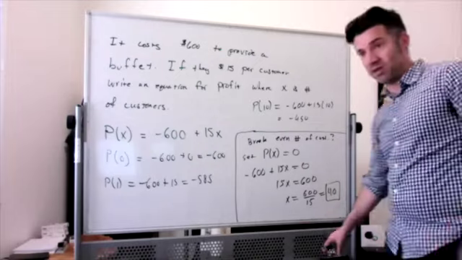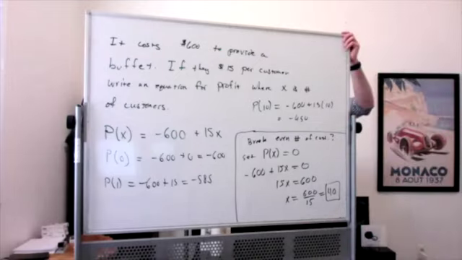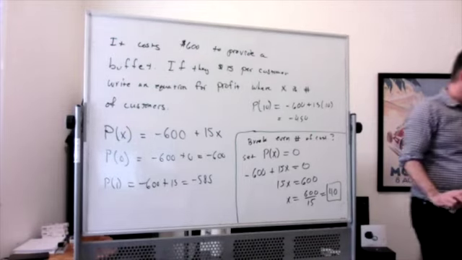And then any additional customers would put us into the profit section, meaning we would be making money, which is why you would be doing it, I guess. Oh yeah, maybe you really like providing sushi. All right.